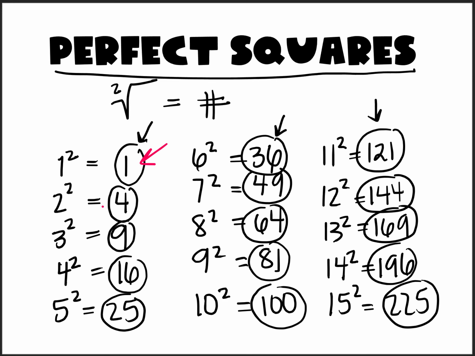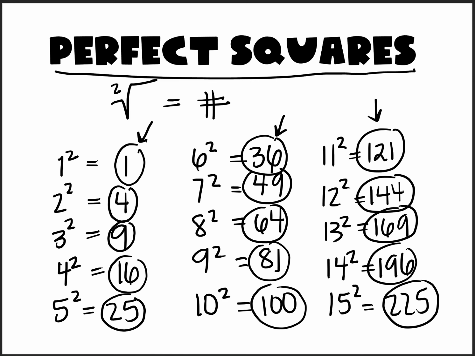So 1 is a perfect square because the square root of 1 is 1. 4 is a perfect square because the square root of 4 is 2. If it gives you a number after you take the square root, a whole number, no decimals, no fractions, then it's considered a perfect square. So all the circled numbers that you see here, 1, 4, 9, 16, 25, and so on, are perfect squares.